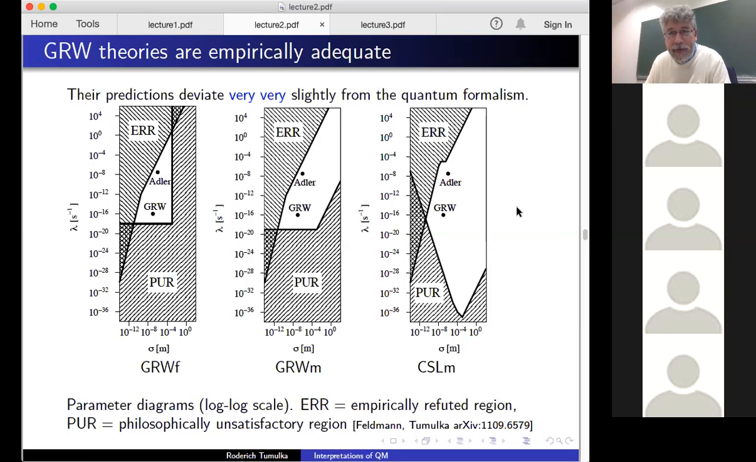So can you briefly explain where the limits come from? You mean how these regions were drawn? Yeah, the empirical. Okay, so some come from diffraction experiments.